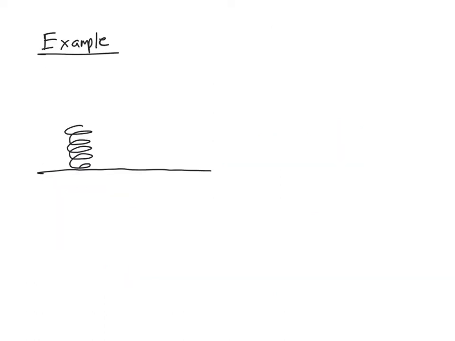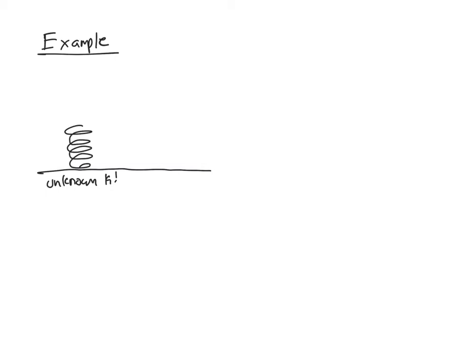So in this example, I'm going to start with a spring that has an unknown spring force. So I don't know what the spring force is. So the first question we want to answer is: find the spring constant. Okay, so that's actually a pretty simple question to answer.